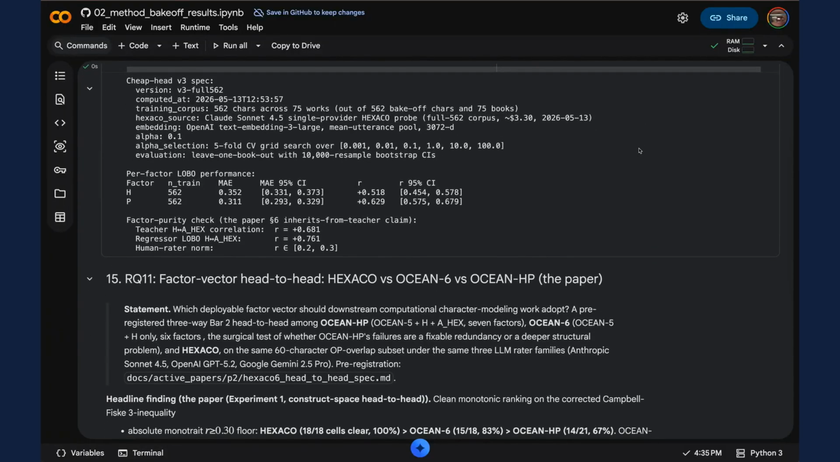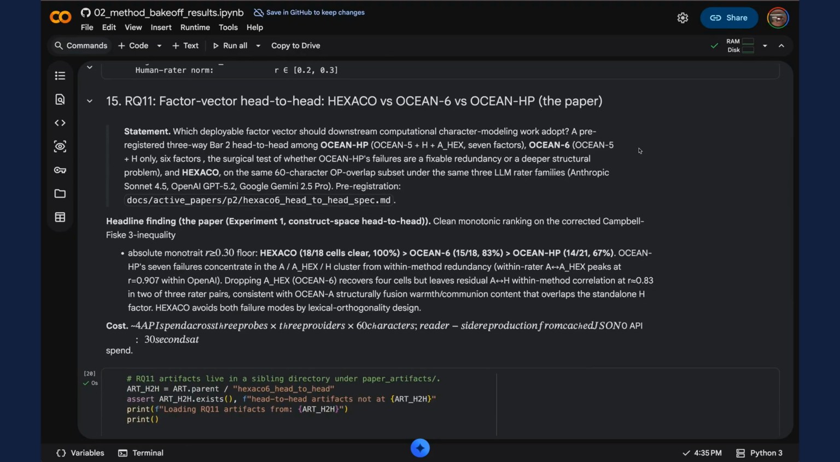And the final section is the pre-registered head-to-head. Which factor vector should downstream work adopt? HEXACO, Ocean 6, or Ocean HP?